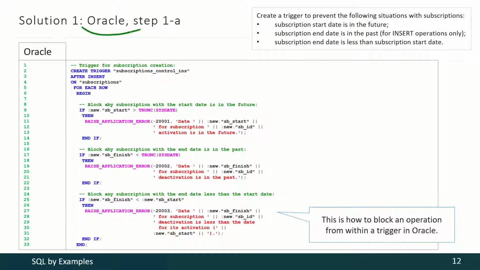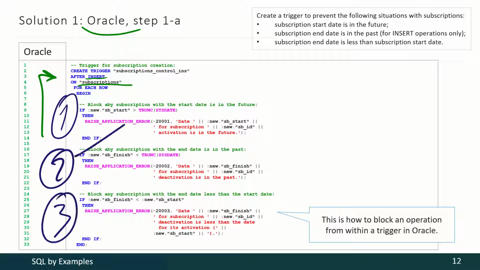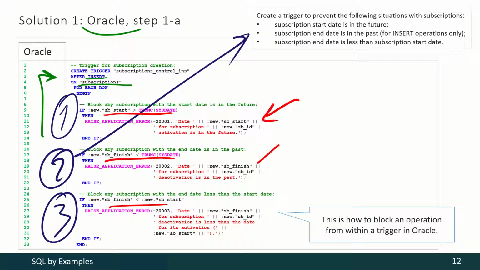With Oracle, we shall follow the MySQL approach. We use row-level triggers here, and the first trigger will react to insert operation on the subscriptions table. Here are blocks of code for our first, second, and third conditions from the task. And once any condition is violated, we have to create our final message, and then we have to execute such a command. And that command will not only raise an error, but will also block the transaction in Oracle.